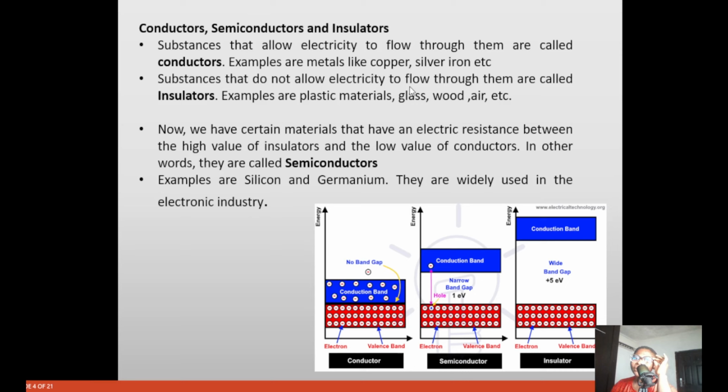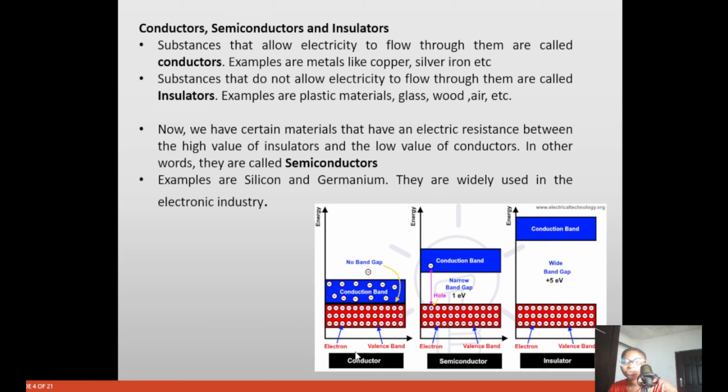Substances that do not allow electricity to flow through them are called insulators. Examples are plastic materials, glass, wood, air, etc. Now we have certain materials that have an electric resistance between the high value of insulators and the low value of conductors. In other words, they are semiconductors. Examples are silicon and germanium. They are widely used in the electronics industry.